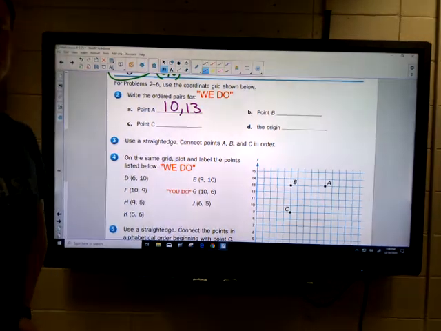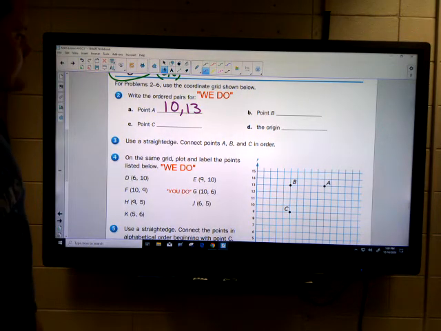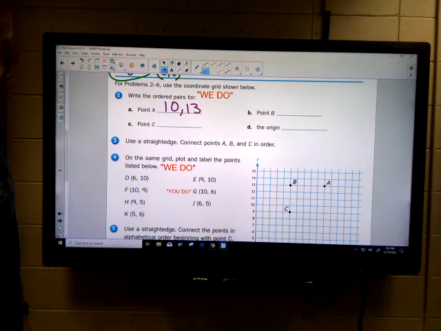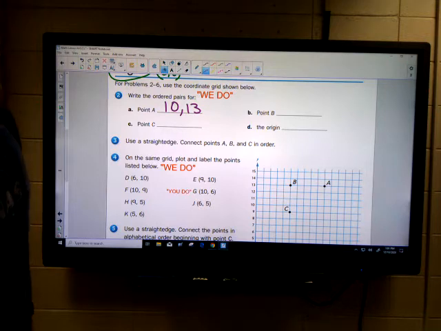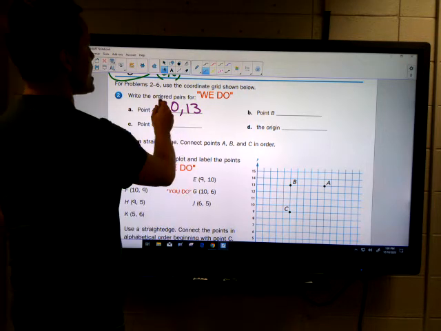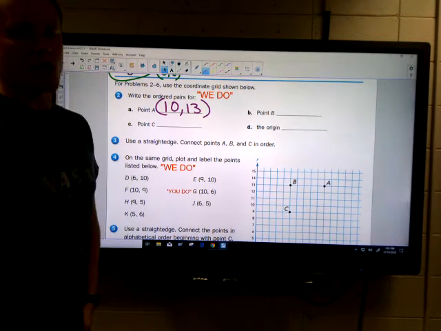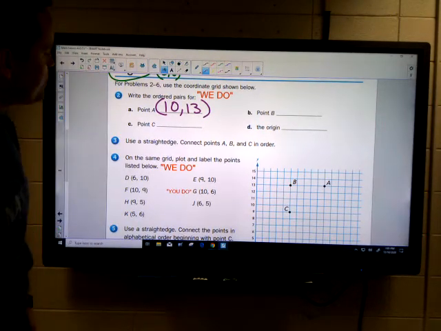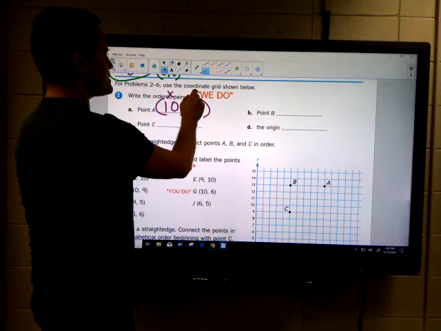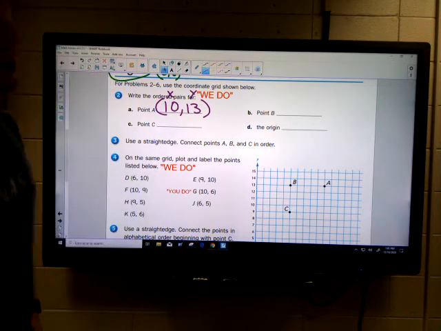This is the biggest mistake. What's wrong with my coordinate? Someone say it. What mistake did I make? Joel. Oh, the parentheses. You have to have your parentheses. If you don't have parentheses, it is wrong. Okay? (10, 13). That 10 is my X. The 13 is the Y.